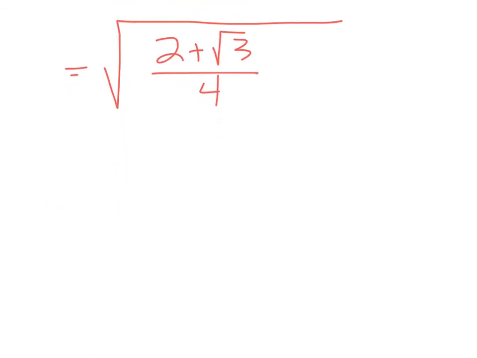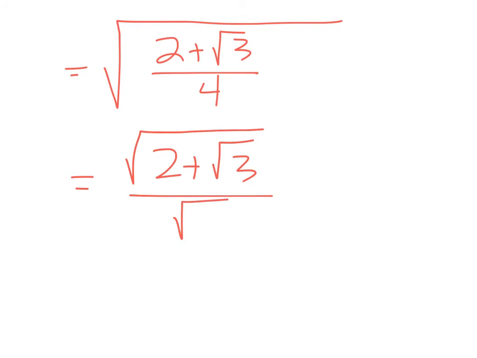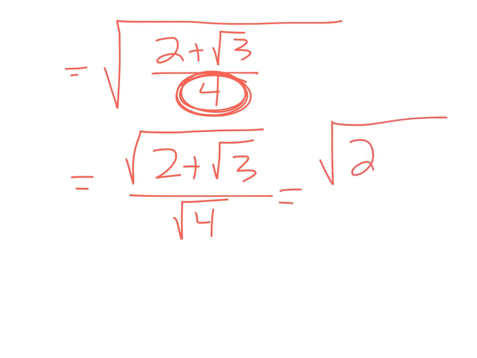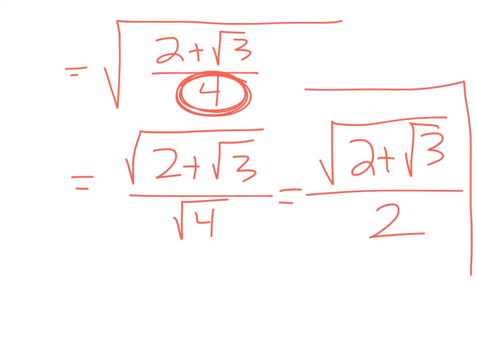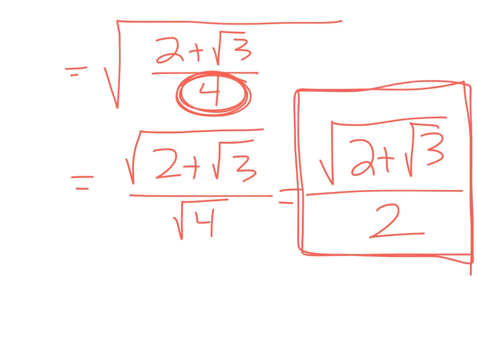Now we do a little algebra trick and split the square root of the top and the square root of the bottom, because hopefully you notice the bottom is a perfect square and no longer needs to live underneath the radical. So the top stays under the radical and the bottom becomes a normal number, 2. So this would be the exact value of the cosine of pi over 12.